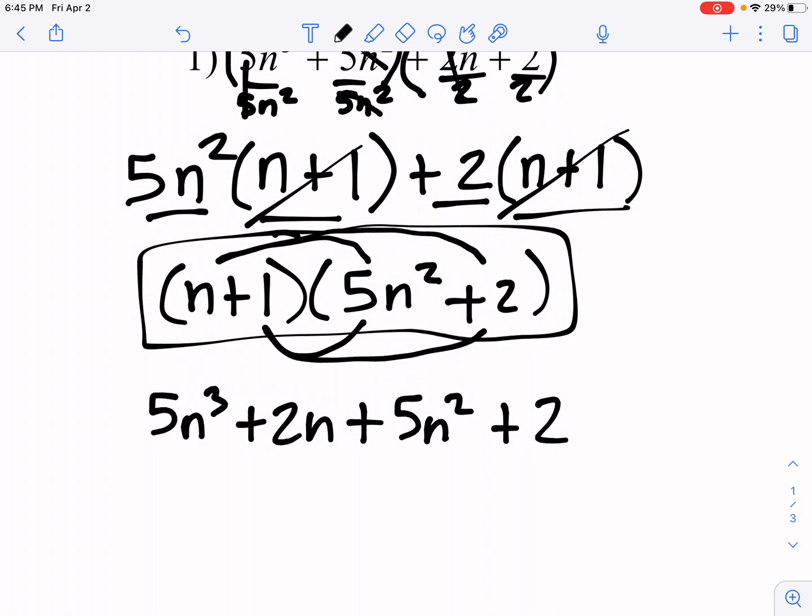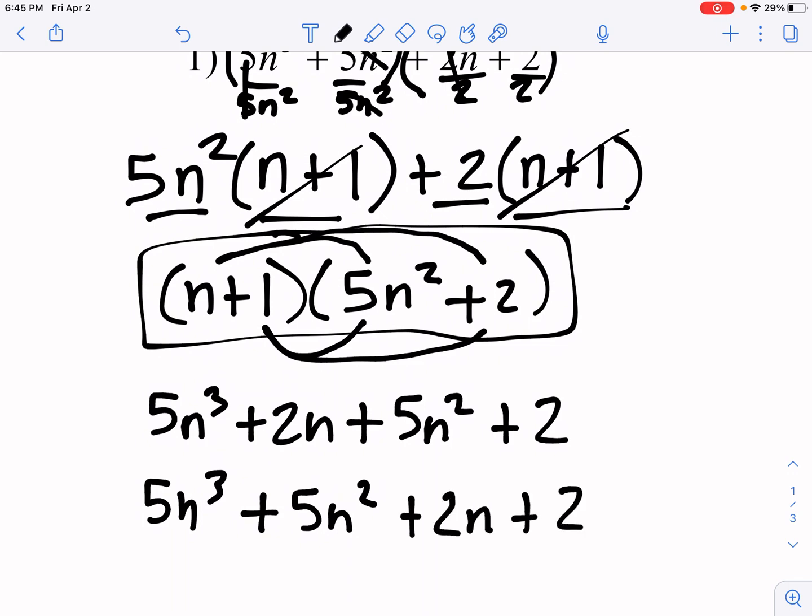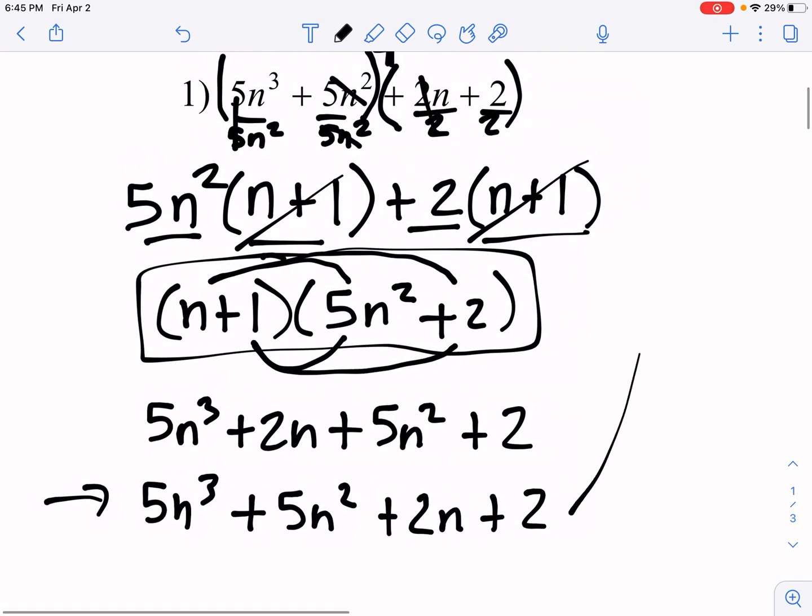Remember, we go from highest exponent to lowest exponent. So if I put it in standard form, we'd actually have the cube, the square, the 2n, and the 2, right? So this would actually be our standard form. Now compare that to what we started with. If I get rid of some of the lines here, is that what we had? Yeah. So that's the idea behind factoring by grouping, okay?